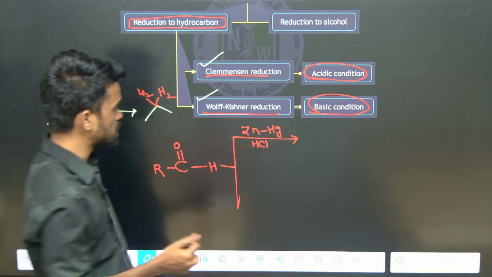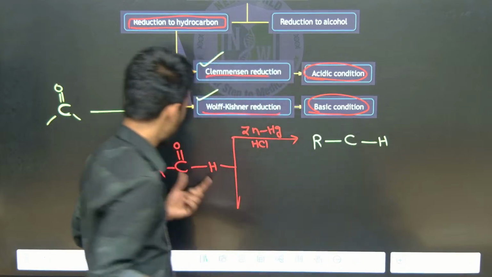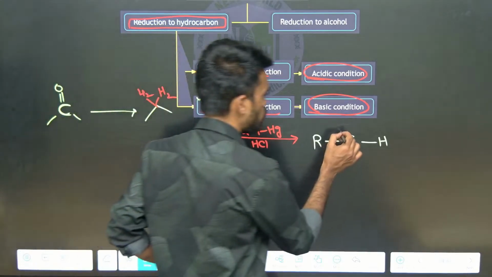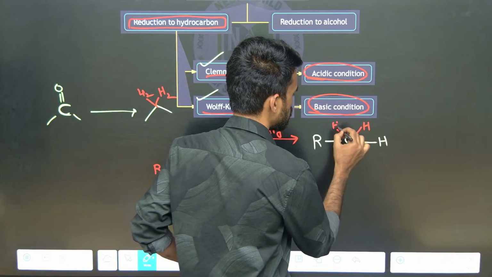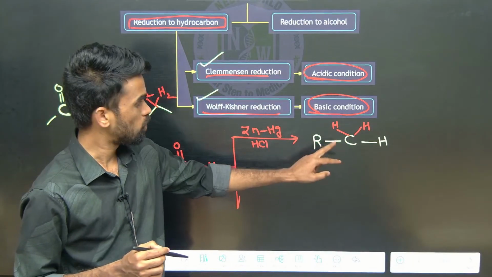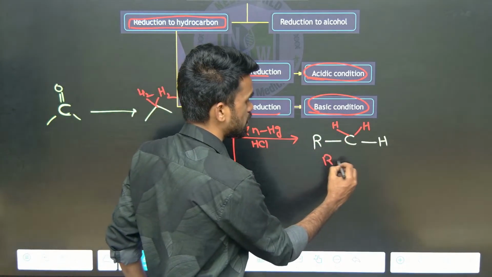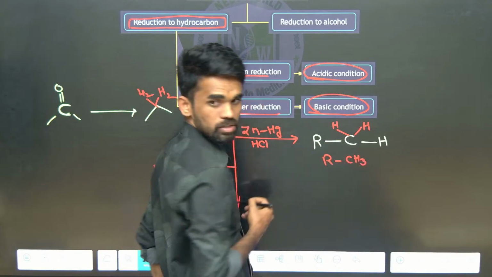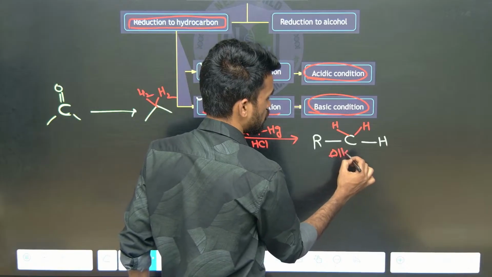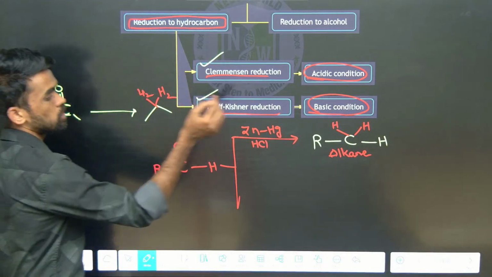Wherever you see C double bond O, just write two hydrogens instead. This part I write as it is, but in place of double bond O, I write 2 hydrogens like this. Do we have any carbonyl group here? No. So like an alkane, an R CH3 group is formed. Is it an alkane or not? Yes. So we got our alkane as the product. Is this clear? So we got the respective hydrocarbon.